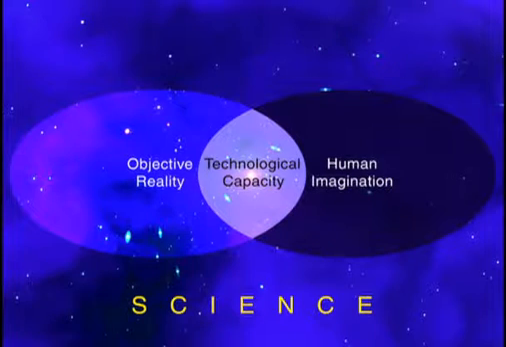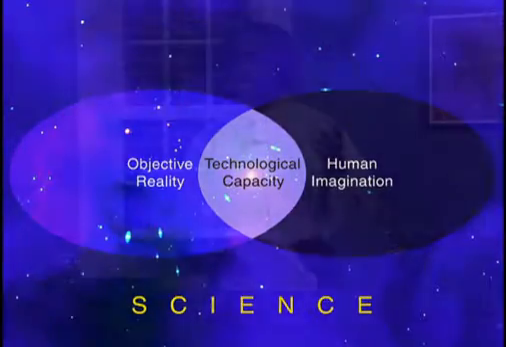We work in this overlapping region where the human imagination, technological capacity, and objective reality are all together, and science does not exist outside of this region. We can imagine things, there are things in the universe we don't understand. So that's in the region over here. On the other hand, I can imagine pink elephants and green fairies. Well, I've never seen those in the universe, so that belongs in the human imagination. So string theory is a construct of the human imagination.